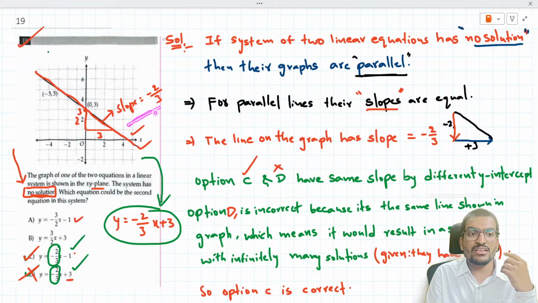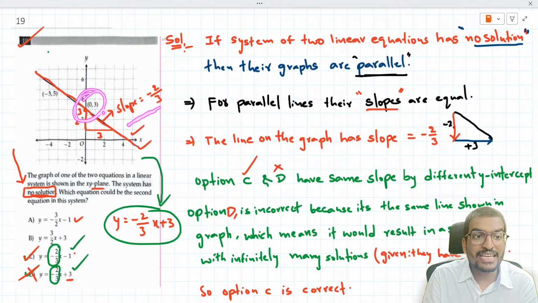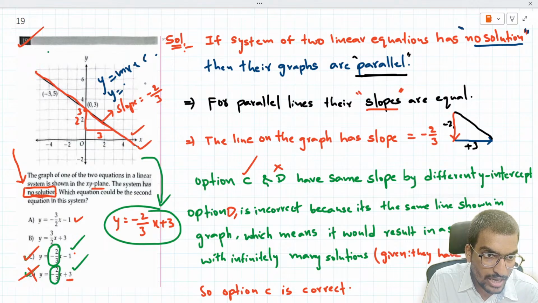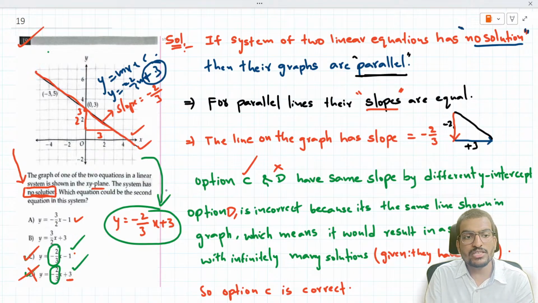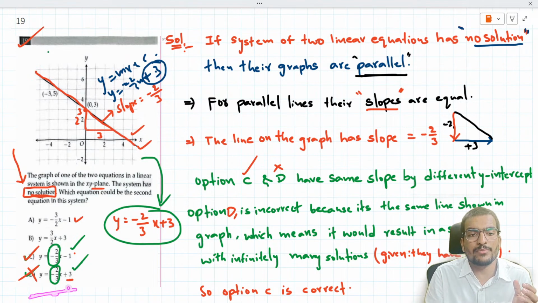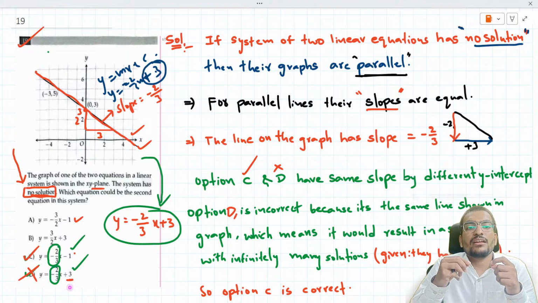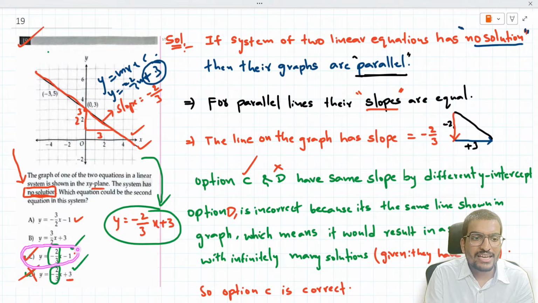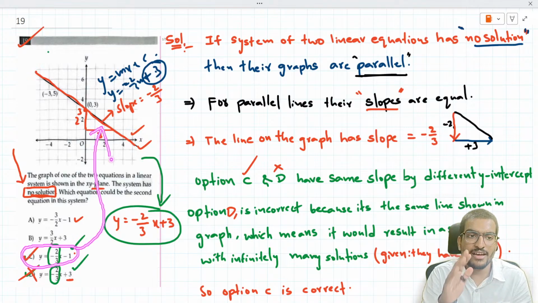How do we eliminate? What is the intercept? If we write y equals mx plus c, with m equal to negative 2 by 3, x plus what is the intercept? We have a y-intercept of plus 3. If you see option D, it is the same as y equals negative 2 by 3 x plus 3. The equations are exactly the same. If equations are exactly the same, they have infinitely many solutions. Definitely not no solution. So option C is the answer.